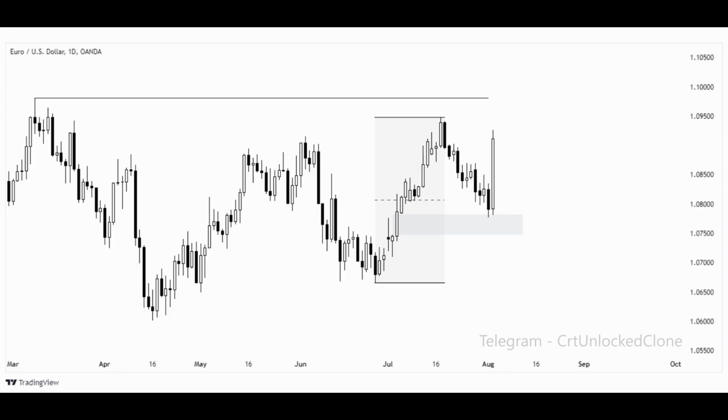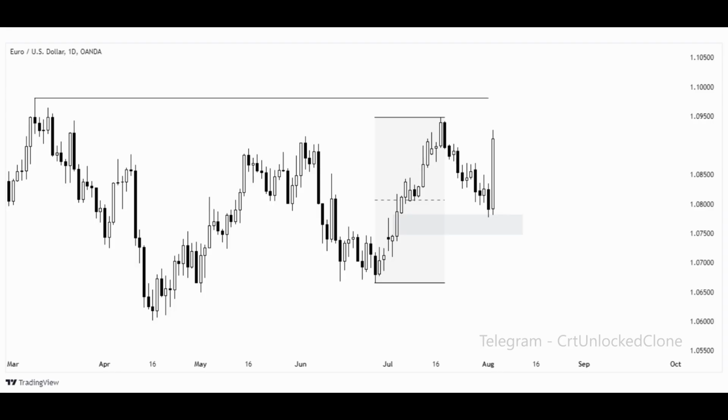Now, once we've accurately determined those two things, we're going to move down to the 4-hour time frame, and there we're going to find a CRT, a high probability CRT, to position ourselves towards the higher time frame drawn liquidity and potentially trade it, right? That's going to be our objective as a trader, as intraday traders.